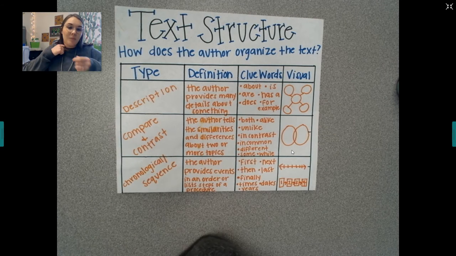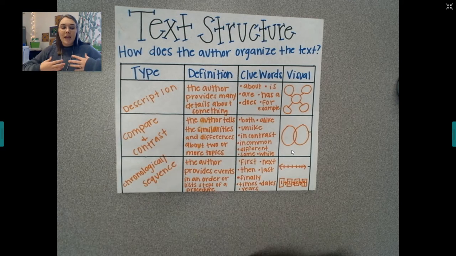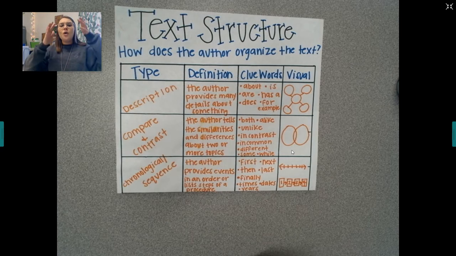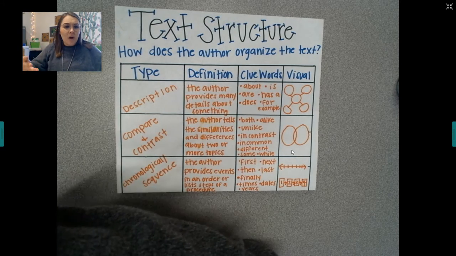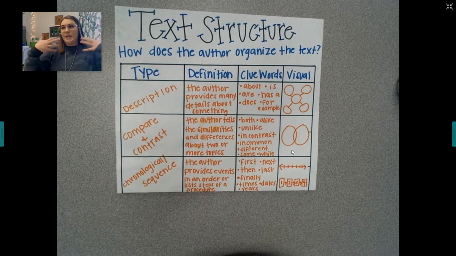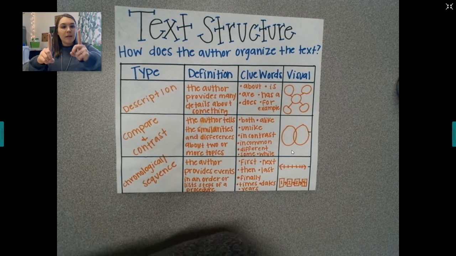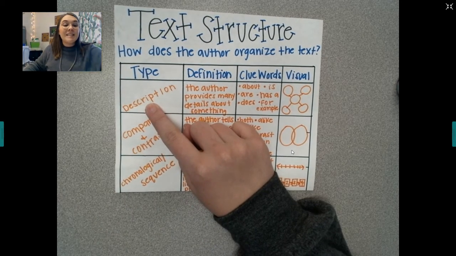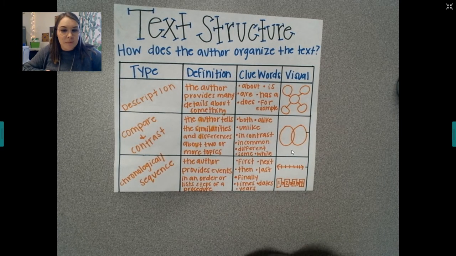Description is exactly what it sounds like. The author is giving you details about one thing. So let's say I picked up a book about frogs and it gave me so many facts about only frogs. It described the frog to me. It used sensory words and the way it looks, what it eats, all of these things. That would be description. The author's telling me about one topic and describing all of it to me. It's basically in the title of it, description, it's describing. That one shouldn't be too hard to remember.